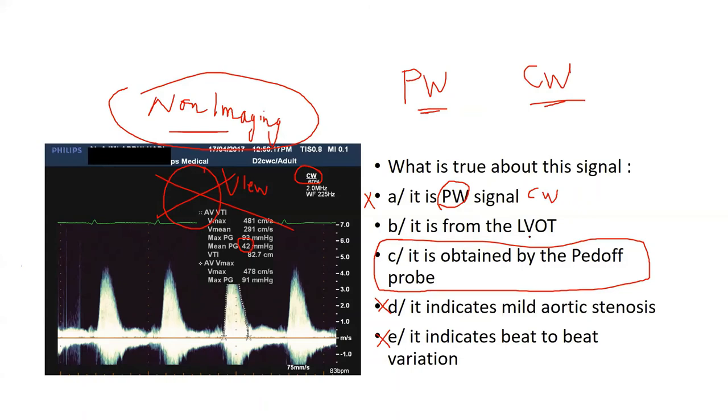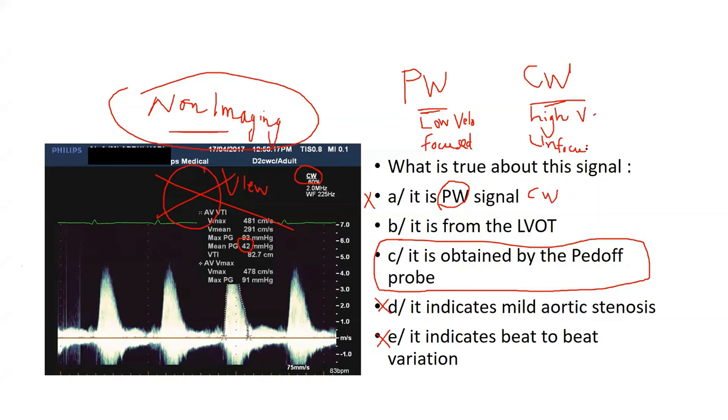Okay, now this PW and CW, because it's a source of confusion and it is frequently asked about in the exam. So what is PW and what is CW? CW records high velocities, while the PW records low velocity. What else? The PW focuses on one. Focused. This one is unfocused. Okay. So this is really important.